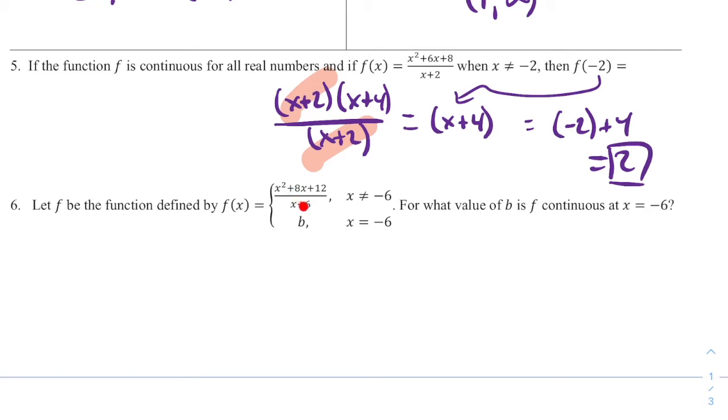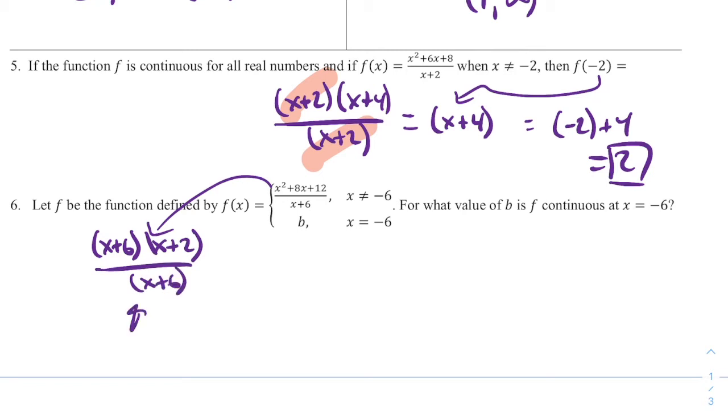In fact, this looks like a problem that might have a removable discontinuity, because if we were to factor that, we would see that this is x plus 6 times x plus 2, all divided by that x plus 6. So I can see that this regular old graph would have a hole at x equals negative 6 as is, right? It's going to have a hole in that graph. So why is this piecewise function here? Well, we need to figure out what value of b is going to fill that hole. And so how do we do that?